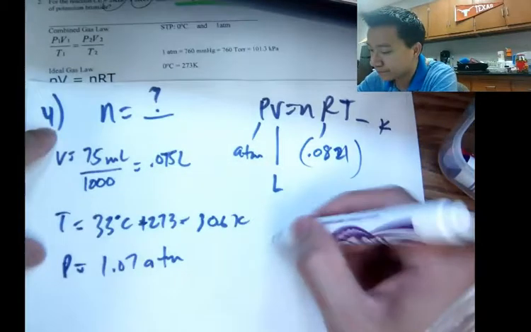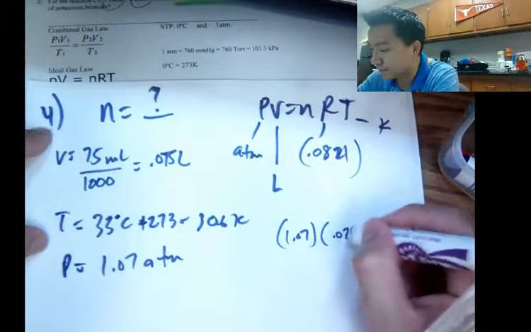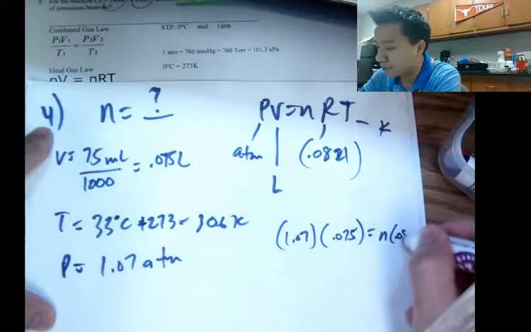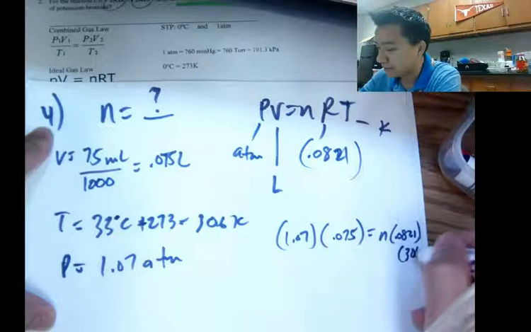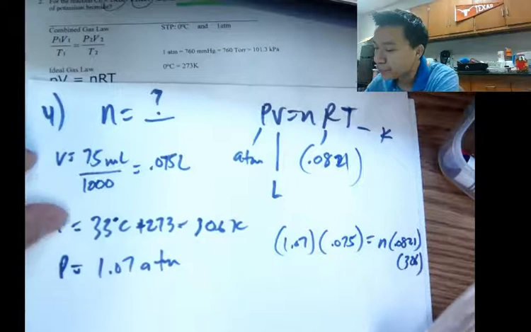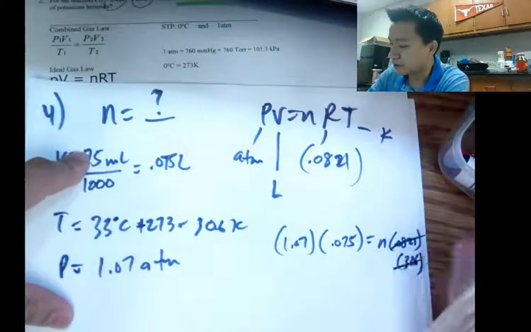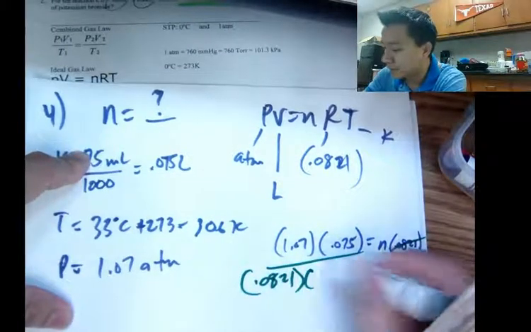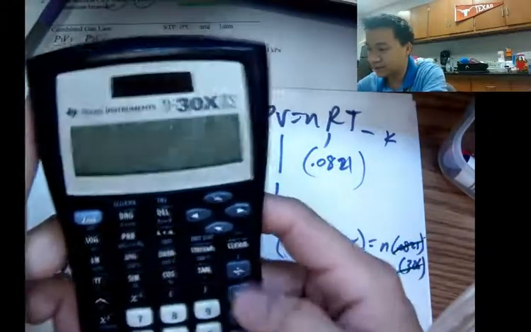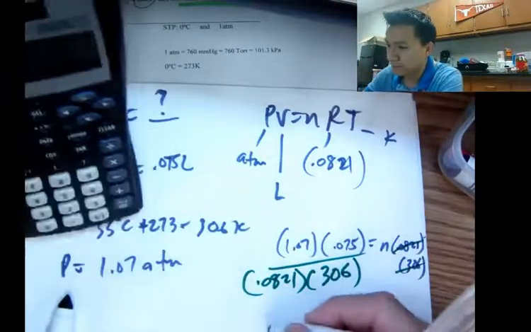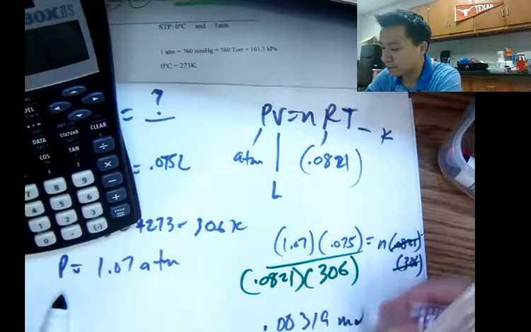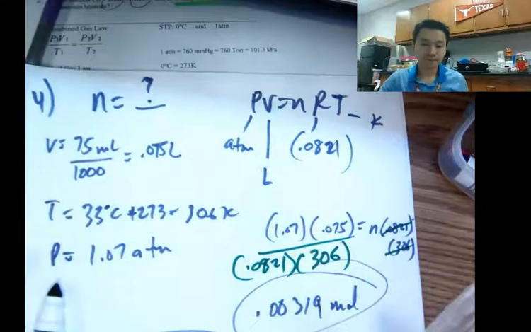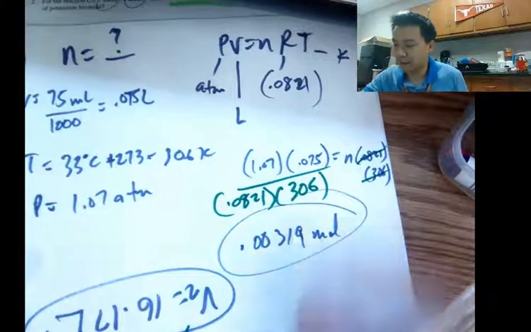VTP. So we plug it in. P, 1.07. V, which is 0.075, equals n, R is 0.0821, times 306. Alright. So we need to divide by these two over here. 1.07 times 0.075 divided by 0.0821 divided by 306. And I get, oh my, 0.00319 moles. Tiny, tiny amount of gas.